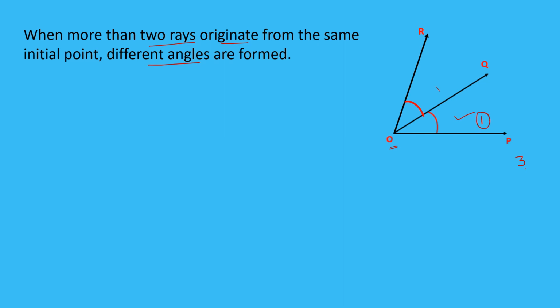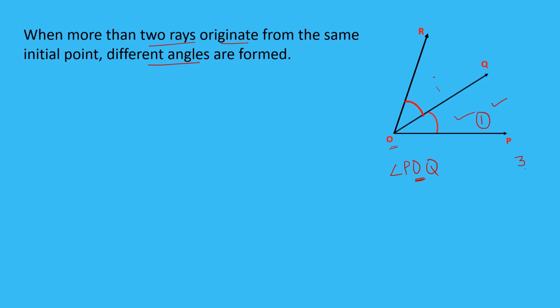For this angle we know that O is the common vertex, and we know how to denote the angle: the common vertex should come in the middle. So we can write it as angle POQ. It is in the middle because the angle is forming at point O. This vertex is the common vertex. So this angle we have written as angle POQ.